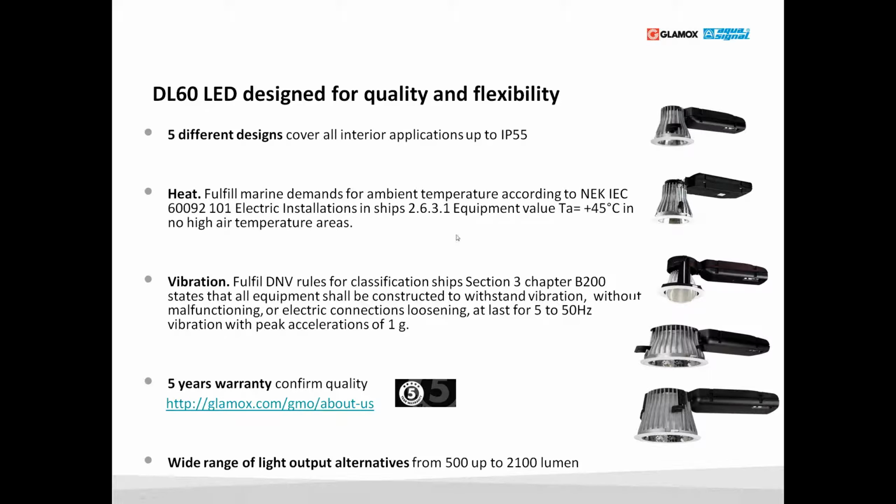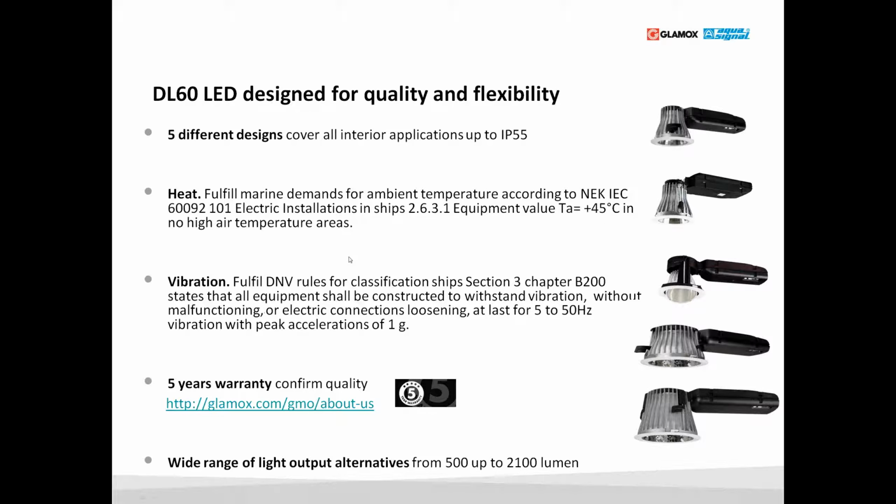That means also something when you're talking about lifetime. If you compare with a version that you buy with 25 degrees ambient temperature approval, it has less lifetime compared with the 45 degrees ambient temperature design.